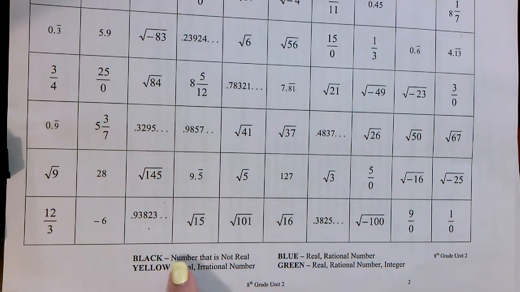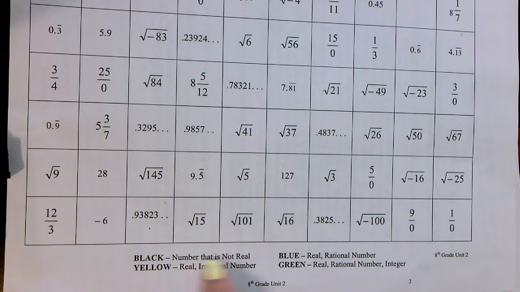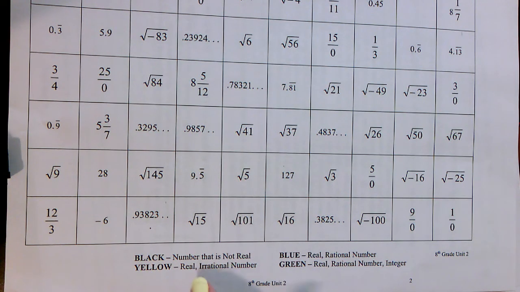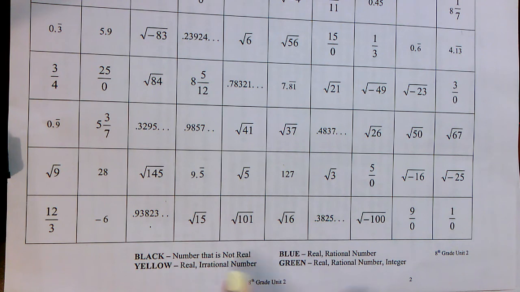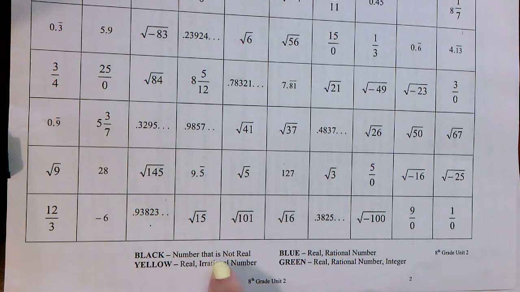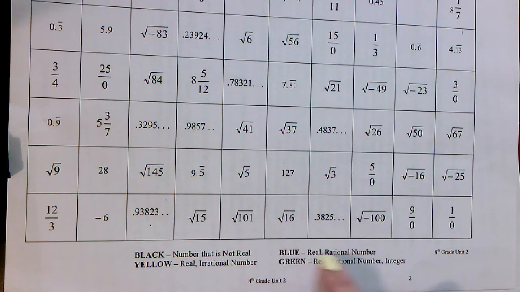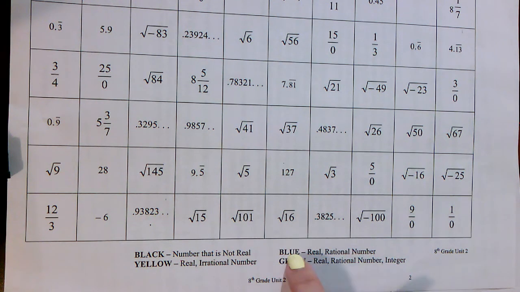You'll color in the boxes black if it's just a number that's not real. If it is a real irrational number, it'll be yellow. If it is a real rational number, you'll color it blue. And if it is a real rational number, but it is an integer, it is green.